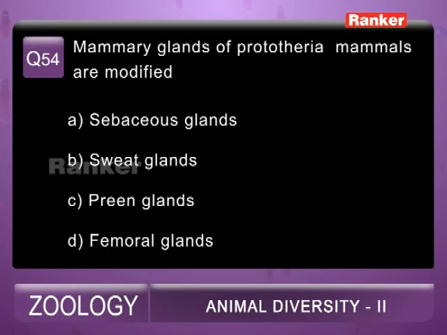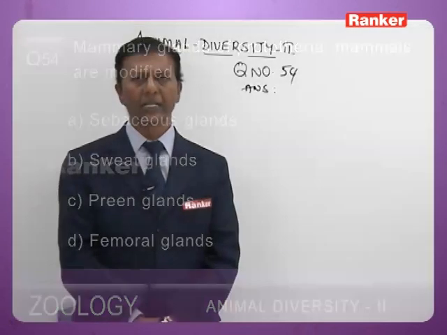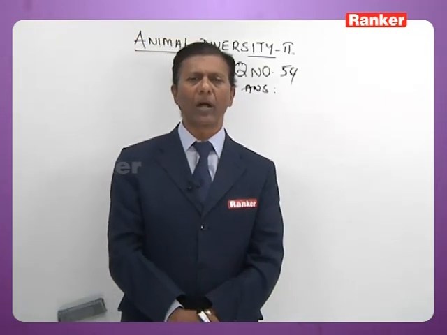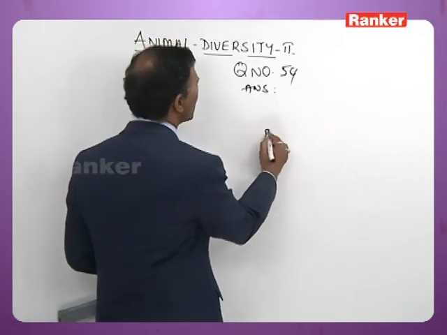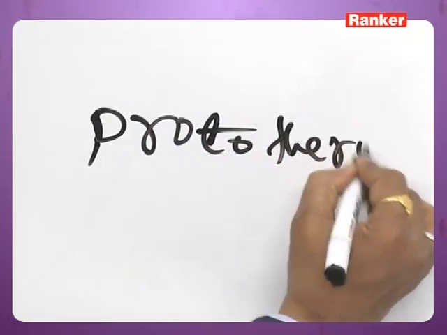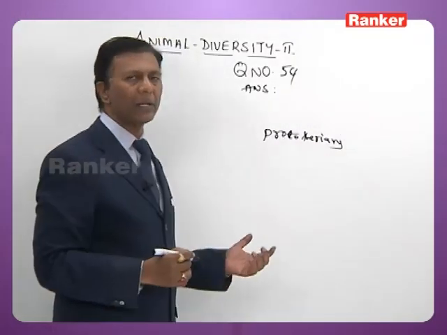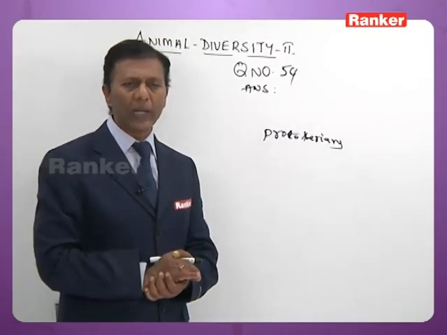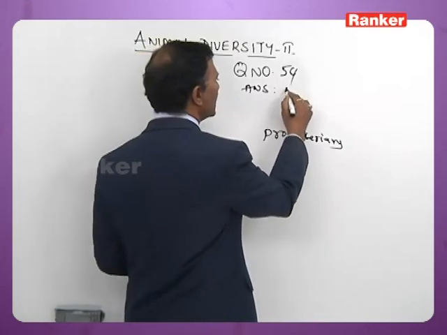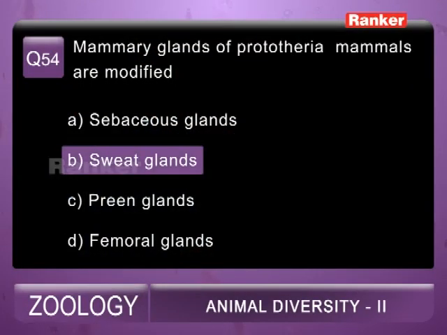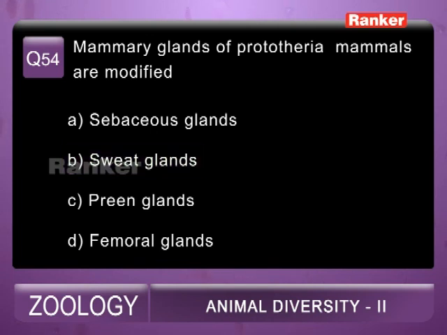54th question here now. Mammary glands of prototherian mammals are the modified A. sebaceous glands, B. sweat glands, C. preen glands, D. femoral glands. Mammary glands of metatheria and eutheria are modified sebaceous glands, whereas in prototherians, egg-laying mammals, mammary glands are modified sweat glands or sudorific glands, unlike all the other mammals. So 54th question, correct answer is B.